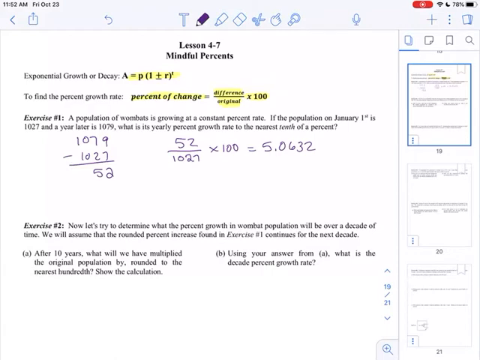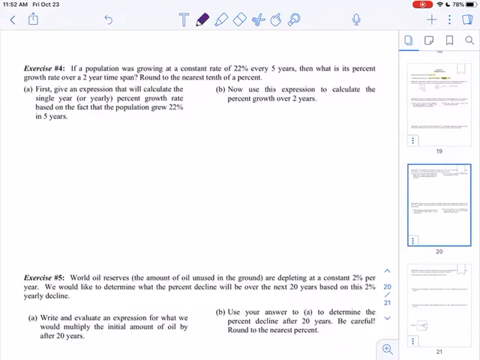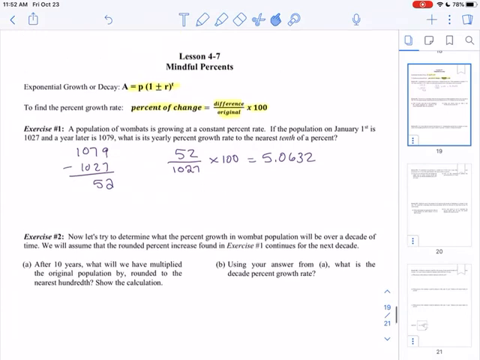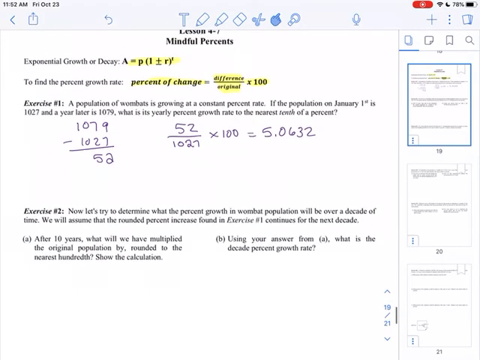If you want to try it right now, you can pause the video and try it. I get 5.0632. Now I want that to the nearest tenth of a percent. So I'm going to say that it's 5.1%. And that is my percent. Now I'm going to continue on with that problem.